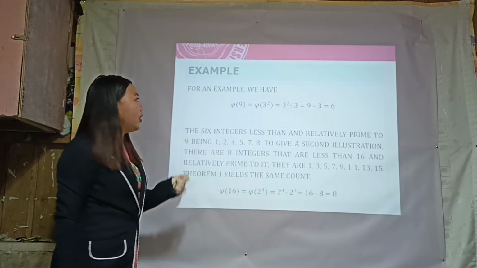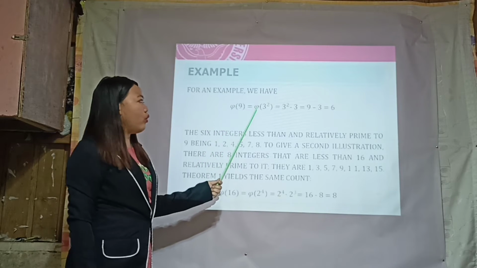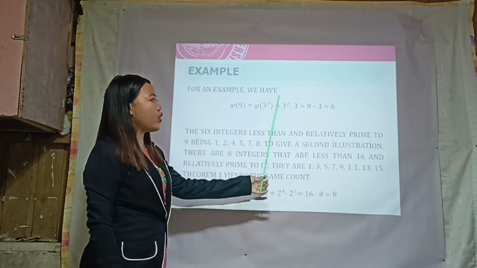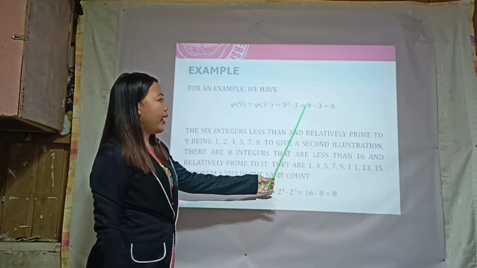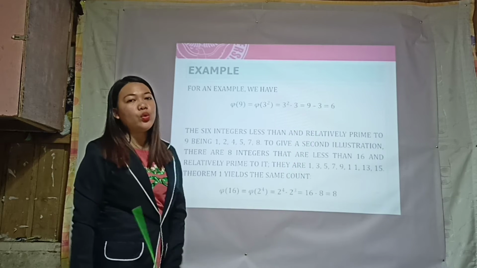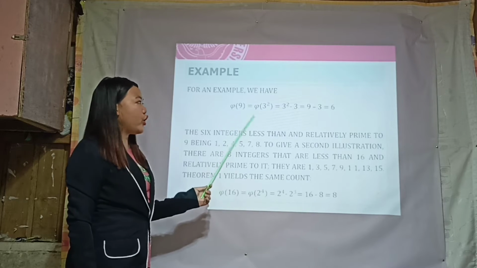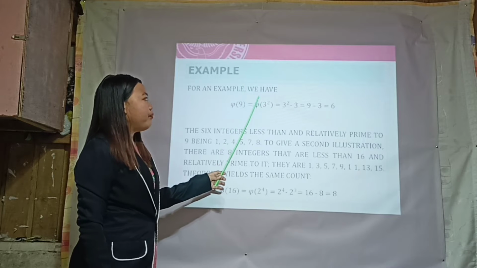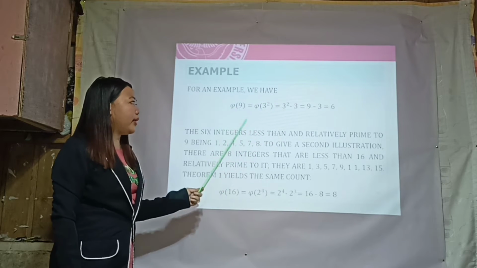For an example, we have phi of 9 is equal to phi of 3 squared, which is equal to 3 squared minus 3, which is equal to 9 minus 3, which is equal to 6. It is the factorization of 9, which is, if we multiply 3 by itself, it is equal to 9.